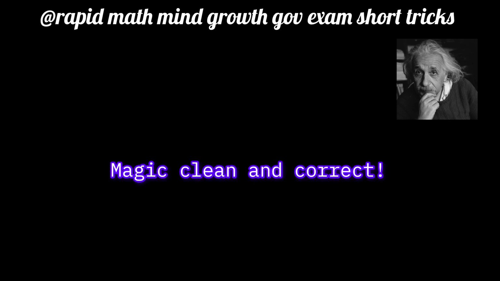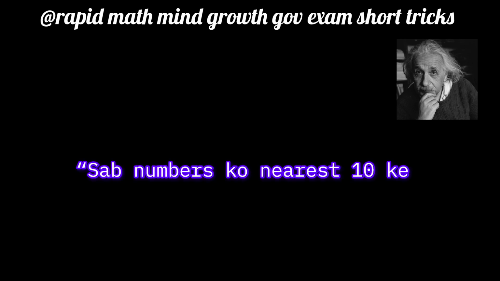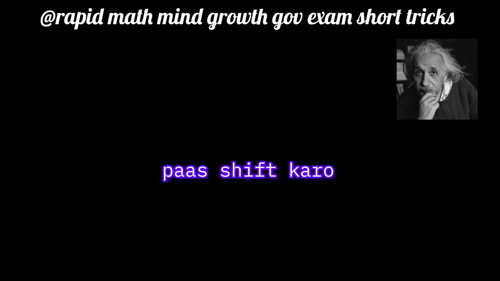Magic, clean and correct. Q3: 45 plus 27 plus 18. Shift all numbers to the nearest 10. 45 is 50 minus 5, 27 is 30 minus 3, 18 is 20 minus 2. Now the magic step: 50 plus 30 plus 20 is equal to 100. Adjustment: -5 minus 3 minus 2 is equal to -10. Final magic, answer is equal to 90.